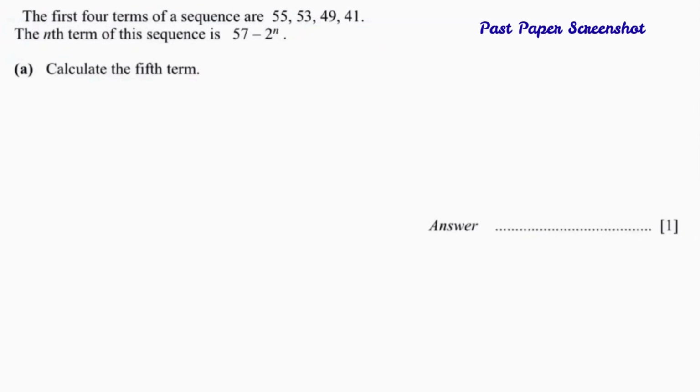Okay, the first four terms of the sequence are 55, 53, 49, 41. The nth term is 57 minus 2 power n. The question is to find the fifth term. So, what should we substitute for n? Put n equals 5, and we get 57 minus 32. And the answer is 25, right? Fairly simple question where the nth term is given, and we're asked for the fifth position. We just substituted n equals 5 and got the fifth term. All right, now, next question.